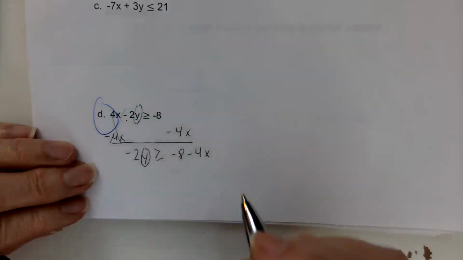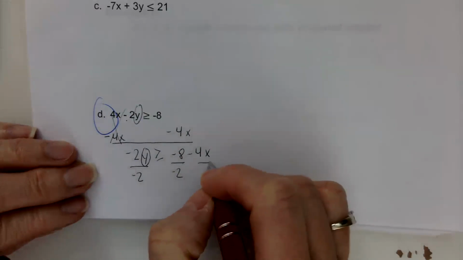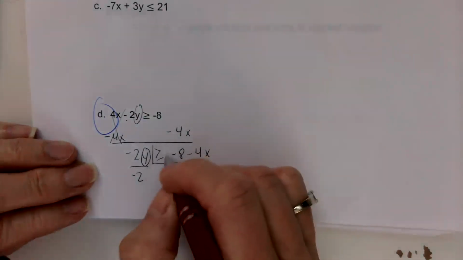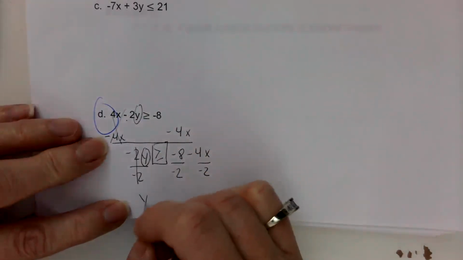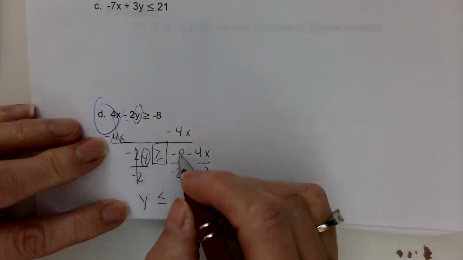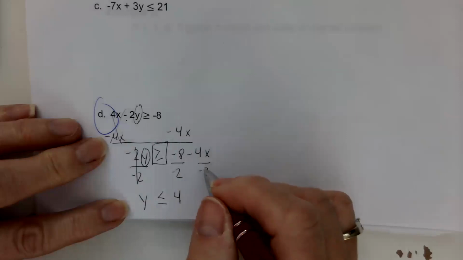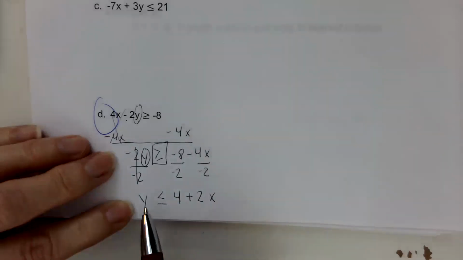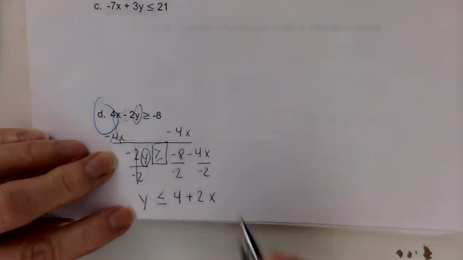And then to solve for y, we're going to divide every term by a negative 2. And because we divided by a negative, we have to make sure we flip our inequality. So we have y is less than or equal to a negative 8 divided by a negative 2 is 4. A negative 4x divided by a negative 2 is a positive 2x. So y is less than or equal to 4 plus 2x. I divided by a negative, so we had to flip our inequality.